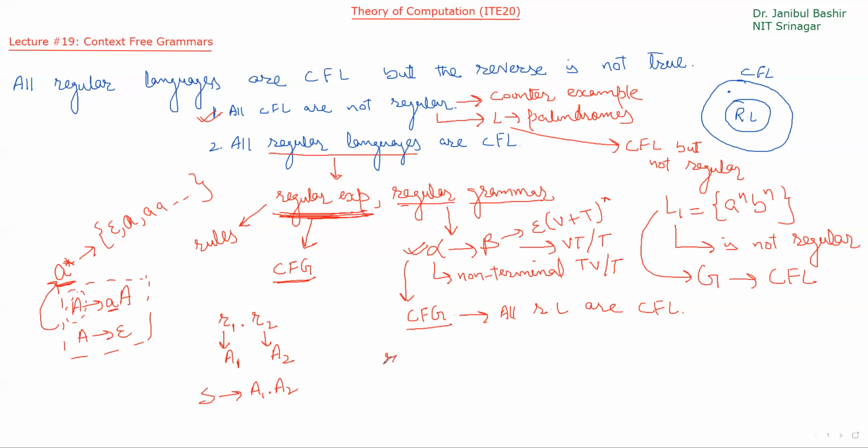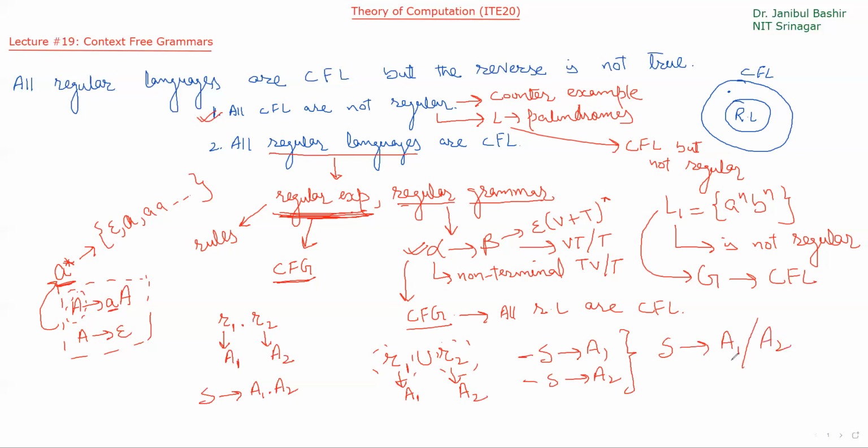Now let's suppose I have to generate R1 union R2. Okay, let's suppose R1 is generated by A1 and R2 is generated by A2. Then I can generate R1 union R2 by having S gives A1, S gives A2. So A1 generates R1 and A2 generates R2. So using S, we can generate R1 and R2. So that means we can generate R1 union R2. Fine. Or these two rules can be simply written as S gives A1 slash A2.